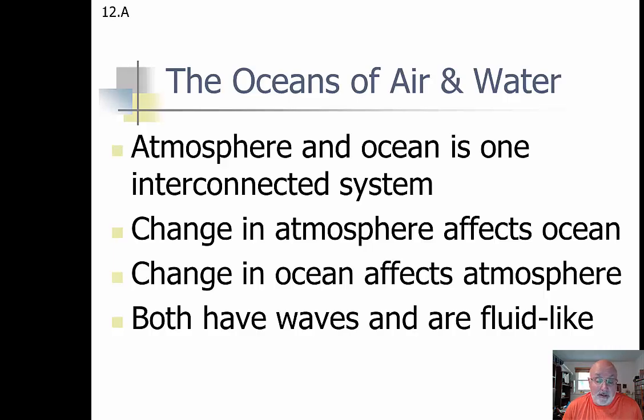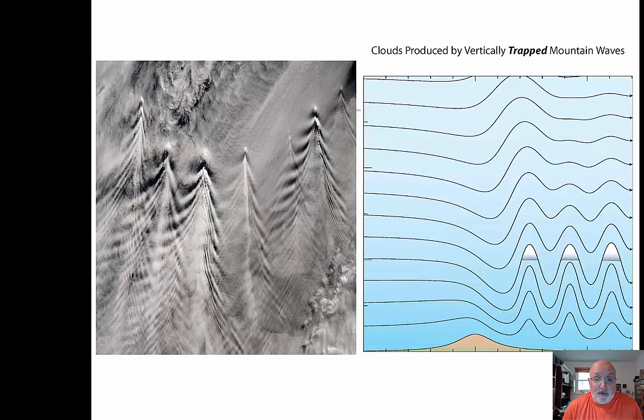Wind moves, runs into things, goes up and down. An example of that would be mountains. This is a picture of the Earth with cloud cover, and these are mountain peaks. Wind moves over the ground, and when it hits a hill or a mountain, in this case these peaked mountains, the wind goes up, then goes down, and then comes back up, and it actually makes these waves.